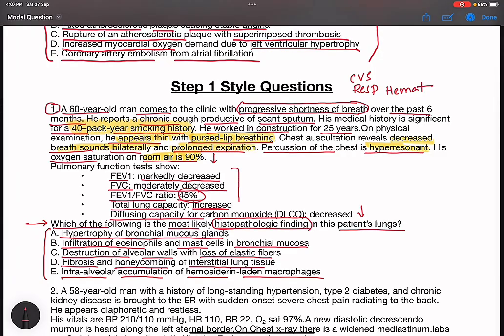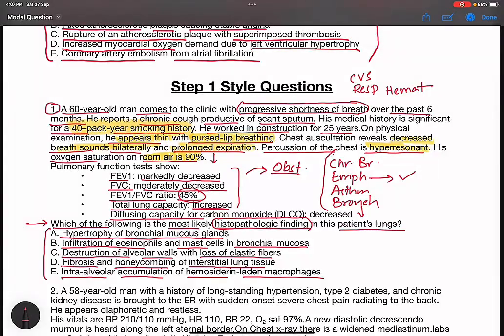The PFT shows this patient has an obstructive type of lung disease. We have chronic bronchitis, emphysema, asthma, and bronchiectasis. These are a few of the diseases. These are the obstructive pattern lung diseases. But decreased DLCO only occurs in emphysema. So the correct answer is emphysema.